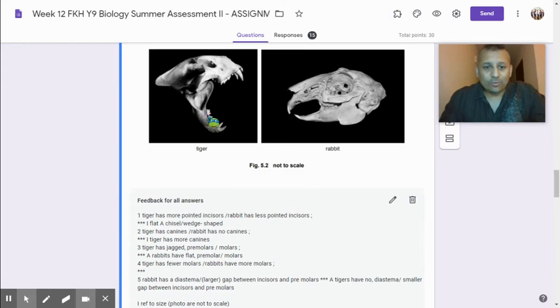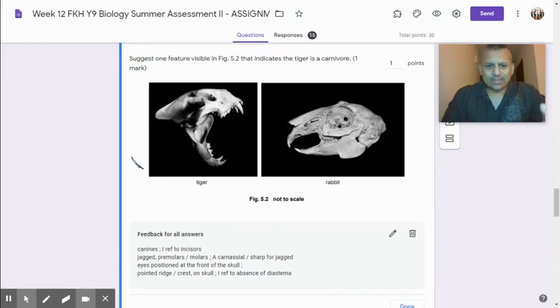And the tiger has fewer molars when you look at it compared to all of the molars that the rabbit has. You can talk about that too as a comparison. The rabbit has a diastema. This is actually a large gap between the incisors and the premolars. Tigers don't have that gap. There's no gap, or rather, you could say that there's a small gap between the incisors and the premolars. So that's a diastema. Now, the giveaway with the teeth is that the tiger has canines. Okay, that indicates that the tiger is a carnivore, and all these jagged premolars and molars.